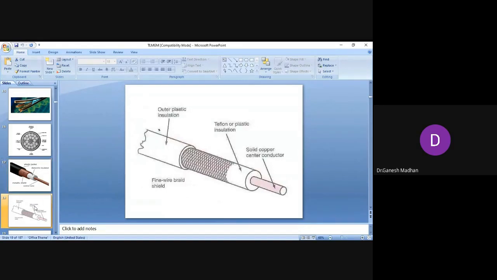And this is another type of coaxial cable. Instead of having a complete metal shield as in the previous case, here we have a wire braid shield, which has its own advantages. Instead of a complete metal layer, we have a fine wire braid, so that it gives more flexibility. Otherwise it is the same.